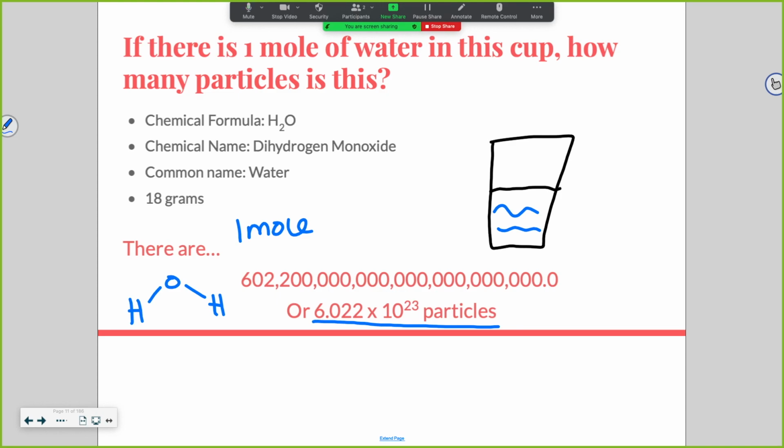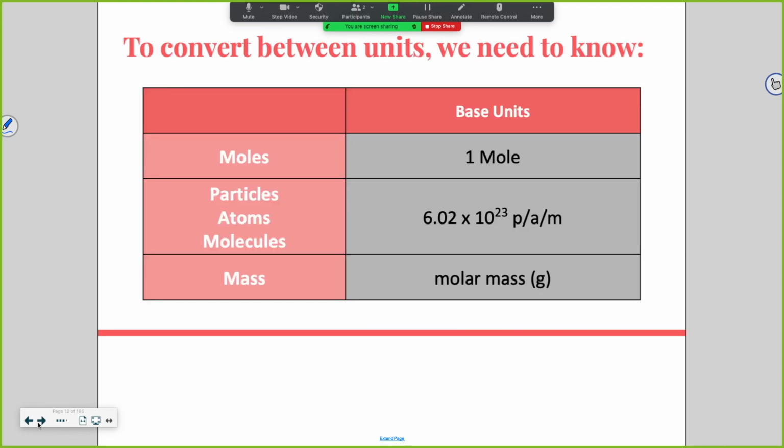All right, so that's how moles help us, right? Because you don't want to deal with this number, right? You'd much rather say, oh, I have a mole, instead of writing that big, long number. So, in order to convert between moles and particles and mass, we need to know base units. Base units just mean what is the standard. So if I just have 1 mole, how many particles do I have? 6.02 times 10 to the 23rd, 602 septillion.